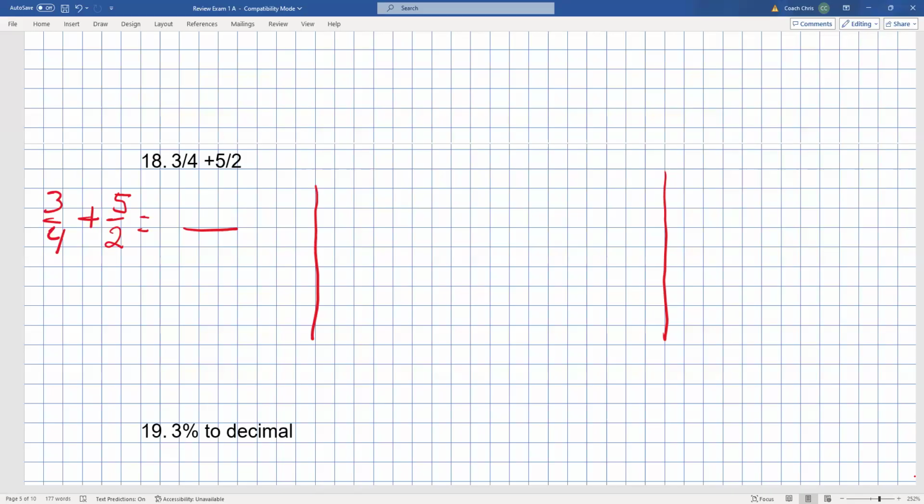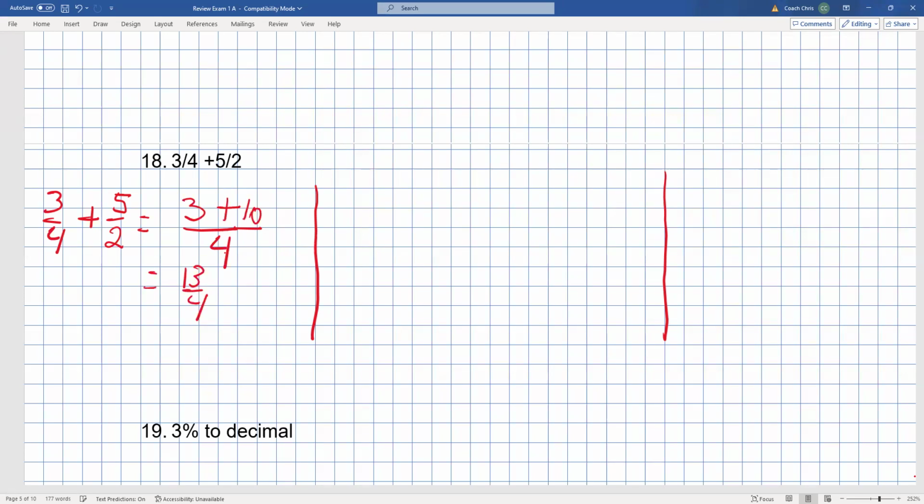So you go ahead and figure out, if you got 4, then 4 divided by 4 gives you 1. 1 times 3, you got 3 on the top. You put a plus sign. 4 divided by 2, you got 2. 2 times 5, you got 10. So in that case, you have 13 over 4.